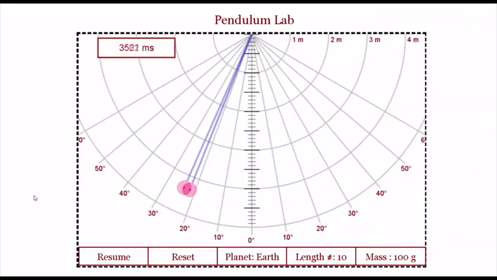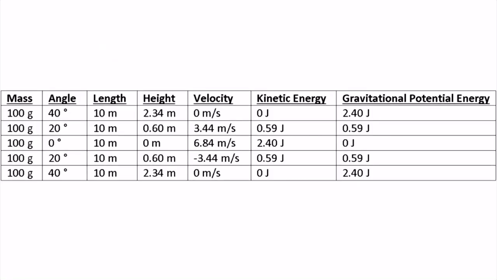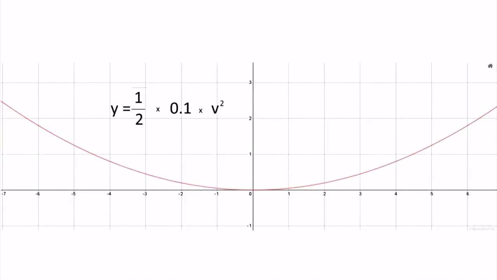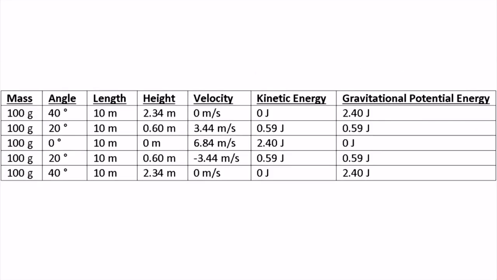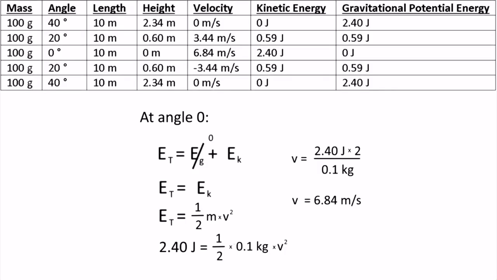We already know that the total energy in the system is 2.4 joules, and this is because this is at the extreme points where the only energy capable is gravitational potential energy. Now at angle 0, we know that there's no height, and the only energy capable is kinetic energy. So we know that the total energy equals kinetic energy. We can get 2.4 joules and have that equal to 1.5 mass times velocity squared. Multiply 2 by 2.4 and divide that by the mass, which is 0.1 kg, and square root that number, and then we get the maximum velocity as 6.84 meters per second.